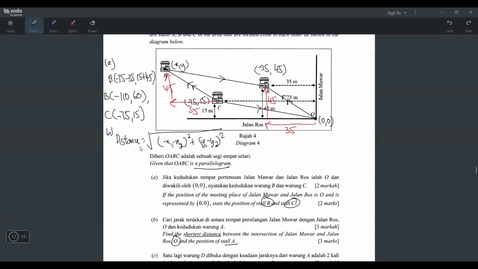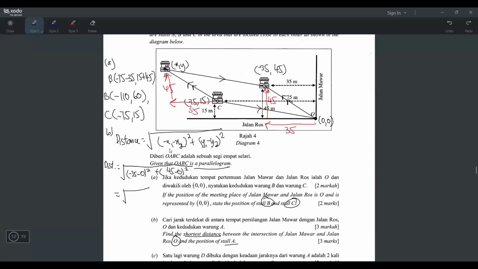Okay, so they want the distance of OA now. So I will just write distance OA here. Distance equals square root, and then I draw a line. The first bracket I have to write x minus x, squared. But you are finding the distance of OA, so the x coordinate will be negative 35 minus 0. And then plus y minus y, so the y coordinate is 45 minus 0, like this. Right? And then square.